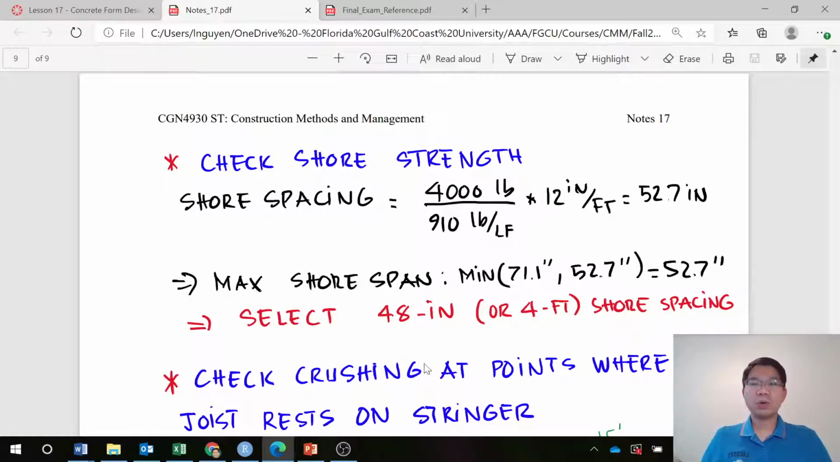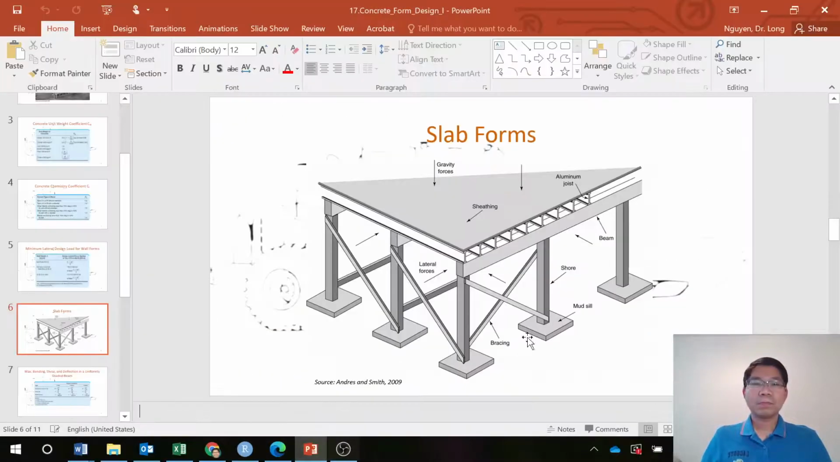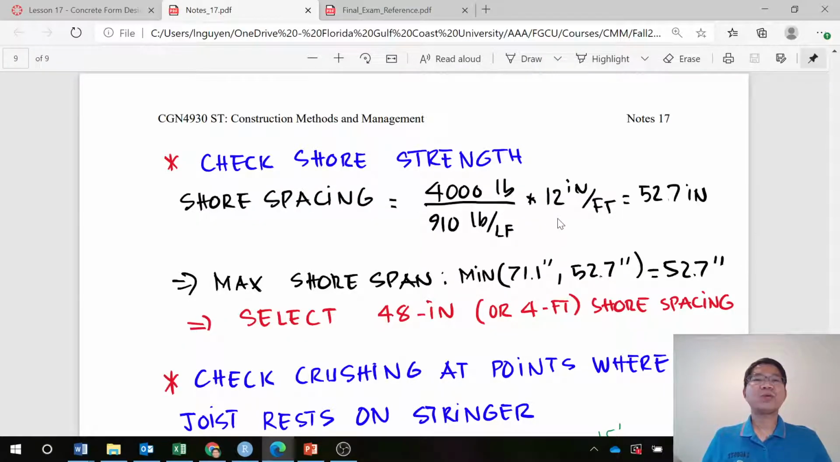The distributed load on the stringer will be 910 pounds per foot. So with that, we can divide by that. With unit conversion, we find the shore spacing needs to be 52.7 inches to make sure the shore can carry it, because that shore has a 4,000 pound allowable working load.